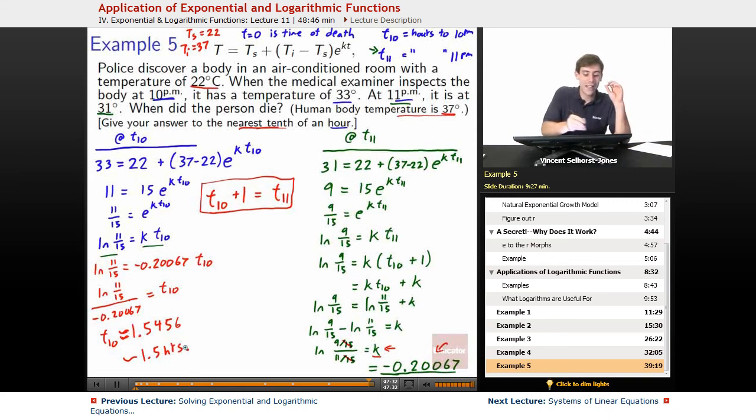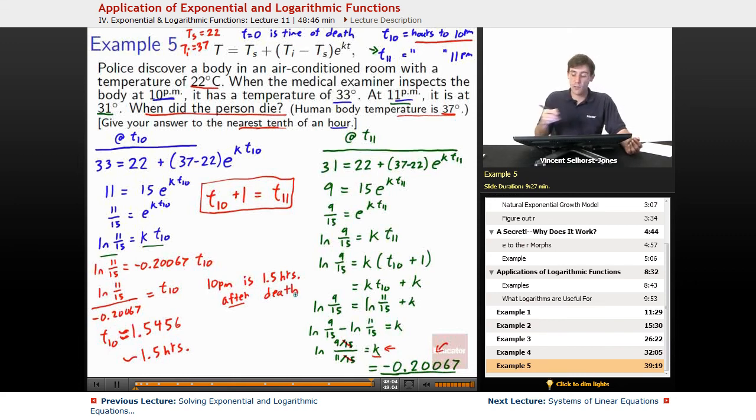Now we want to know, what time did the person die at? When did the person die? Well, if at T10, that's the hours to get to 10 p.m. from time of death. So if it's 1.5 hours to get to T10, then that means death occurs 1.5 hours before T10. So we know that 10 p.m. is 1.5 hours after death. So if we go back 1.5 hours from 10 p.m., we get 8:30 p.m. as time of death.